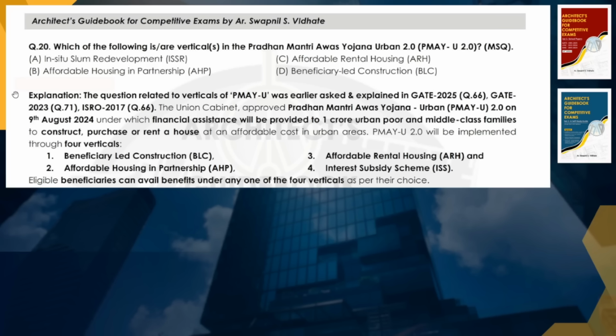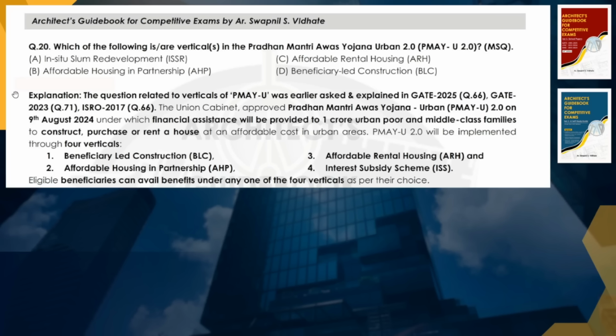And as I said, the recent update was that the Union Cabinet approved Pradhan Mantri Awas Yojana PMAY 2.0 on 9th August 2024. So this was related to your general awareness about current affairs. Under that scheme, financial assistance will be provided to 1 crore urban poor and middle class families to construct, purchase or rent a house at an affordable cost in urban areas. The affordable rental housing scheme was recently included after the COVID period in the Pradhan Mantri Awas Yojana.